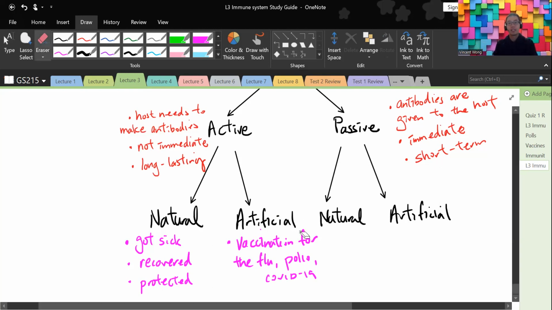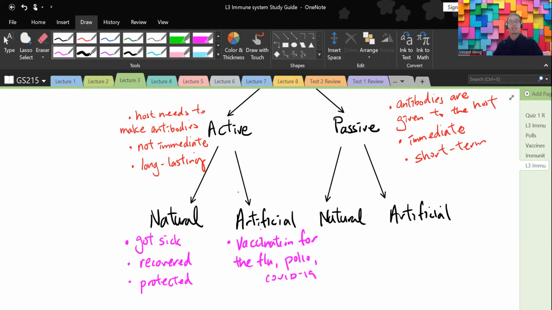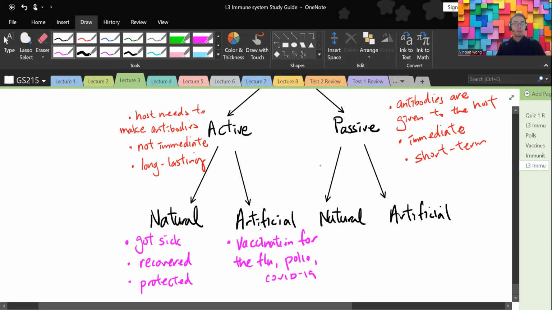And the whole point of the artificial active immunity is to get ahead of the game, right? To be prepared, right? To prime your body, to educate your body so that when the real thing comes, you will be protected. Does that make sense? Okay.